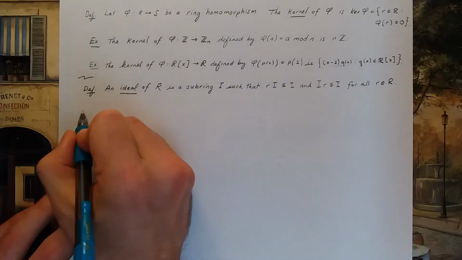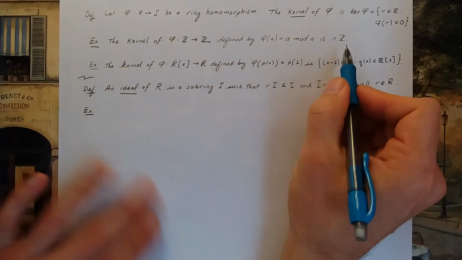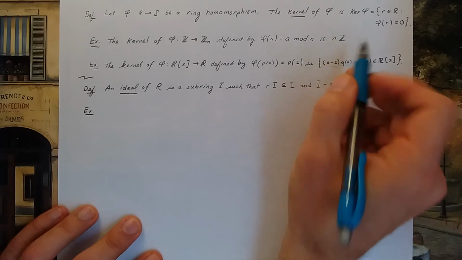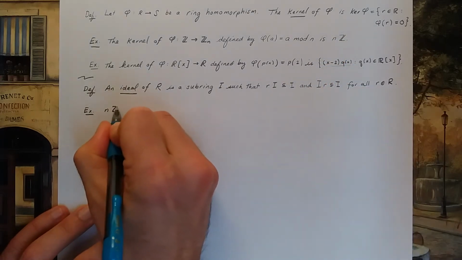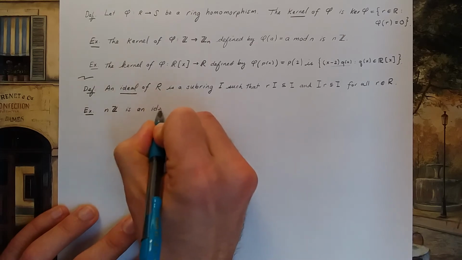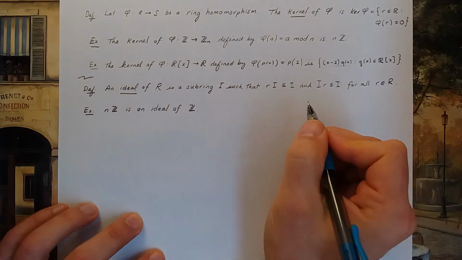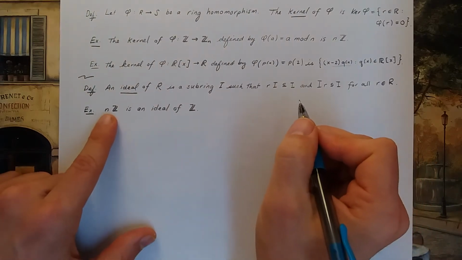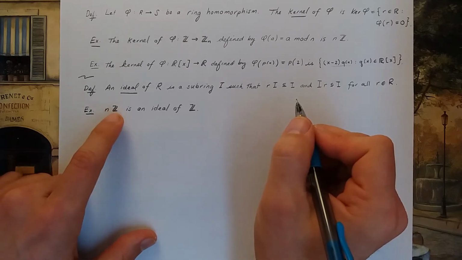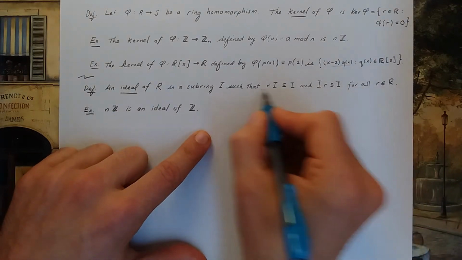Let's see examples. Well, what about this subring? It turns out that nZ is an ideal of Z. It's a subring. It's closed under addition, it's closed under multiplication, and it has additive inverses. And it also satisfies this condition.